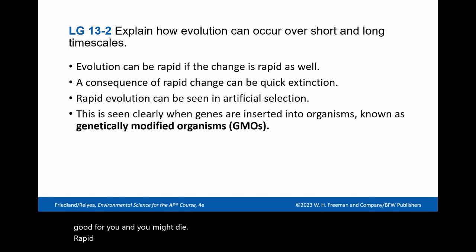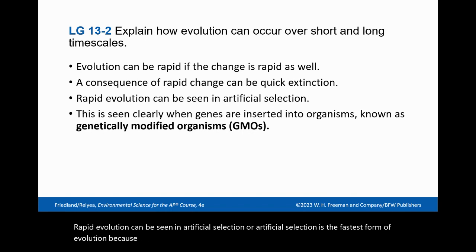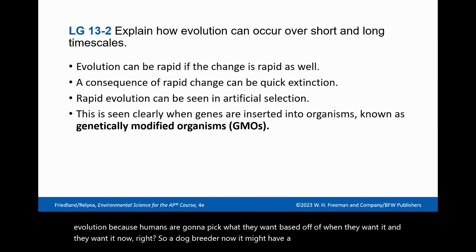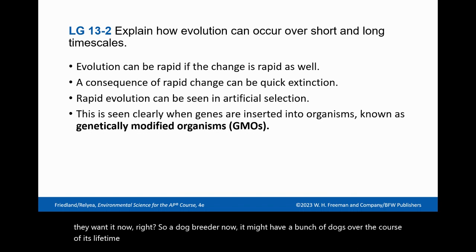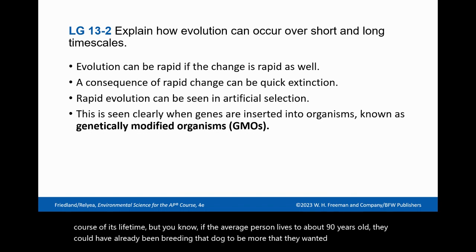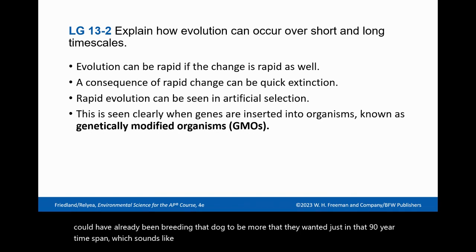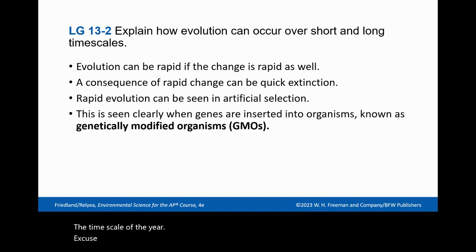Rapid evolution can be seen in artificial selection. Artificial selection is the fastest form of evolution because humans are going to pick what they want based off of when they want it, and they want it now, right? A dog breeder might have a bunch of dogs over the course of their lifetime, but if the average person lives to about 90 years old, they could have already been breeding that dog to be more what they wanted just in that 90-year time span, which sounds like a lot of time, but when we talk about the time scale of the world, it's not.